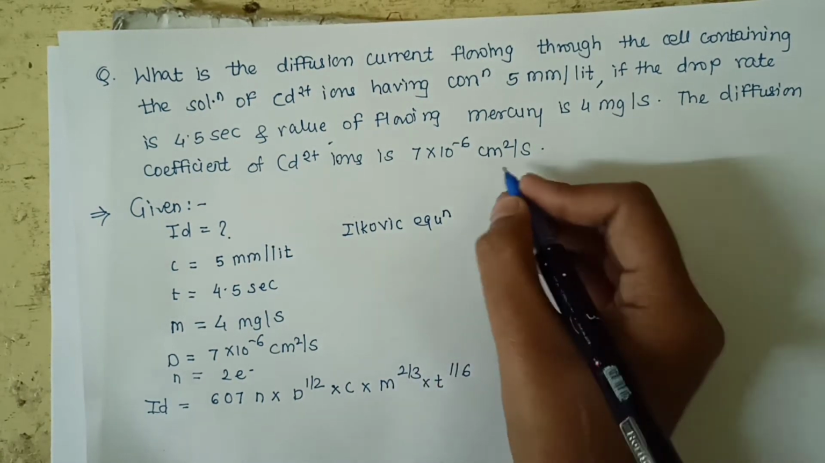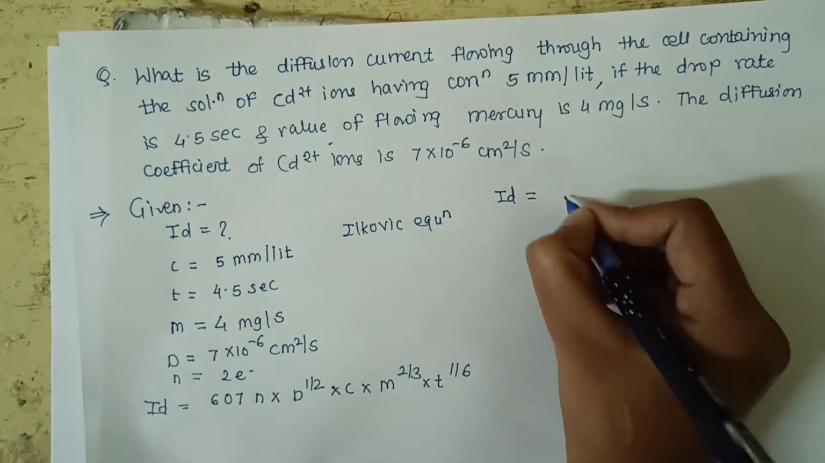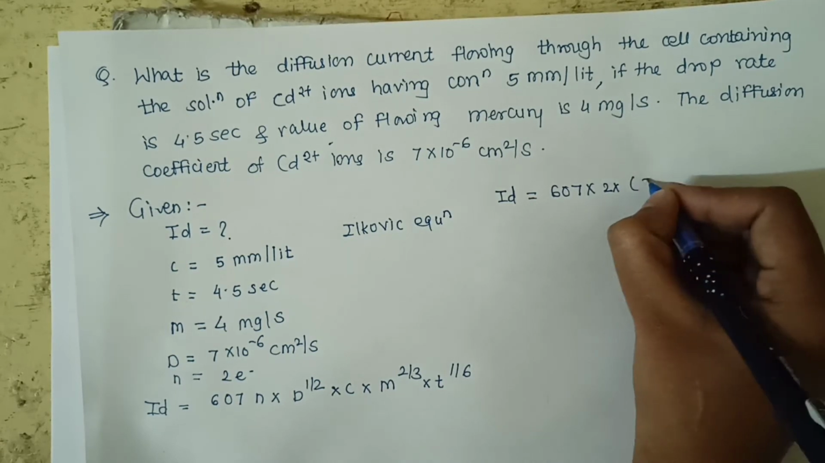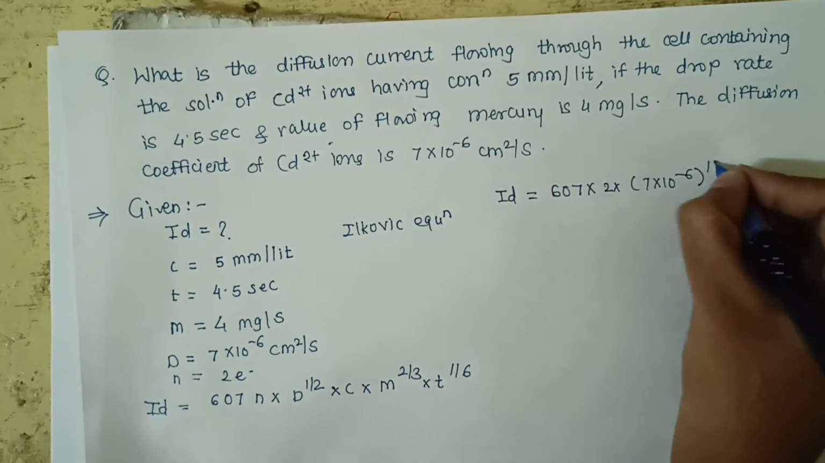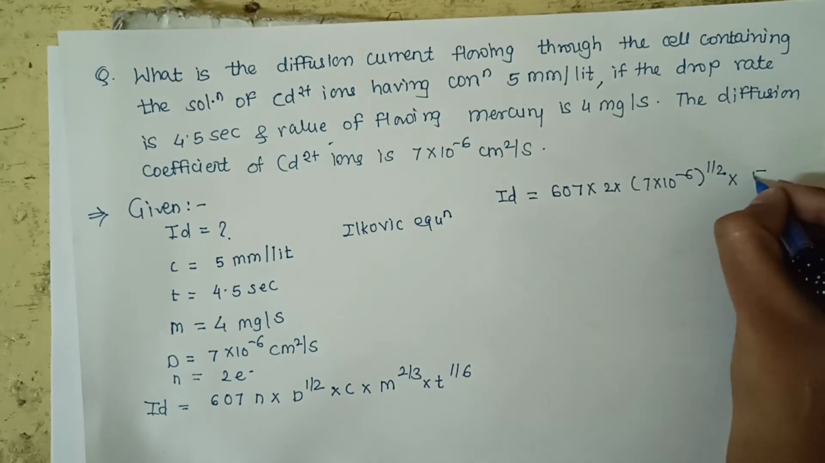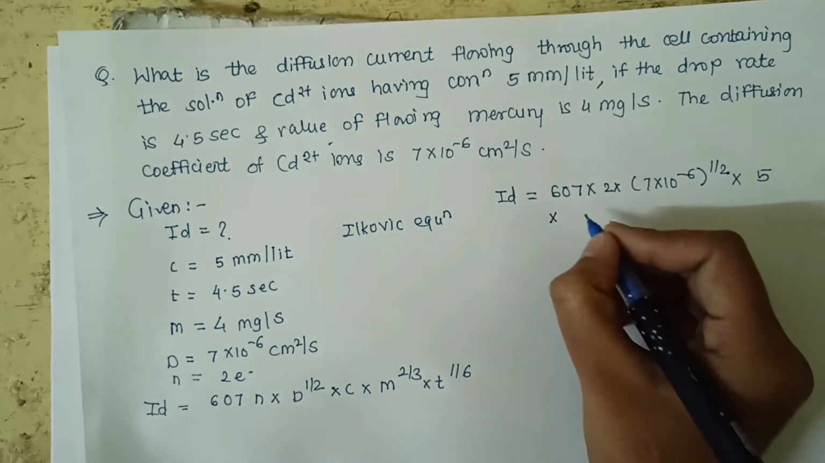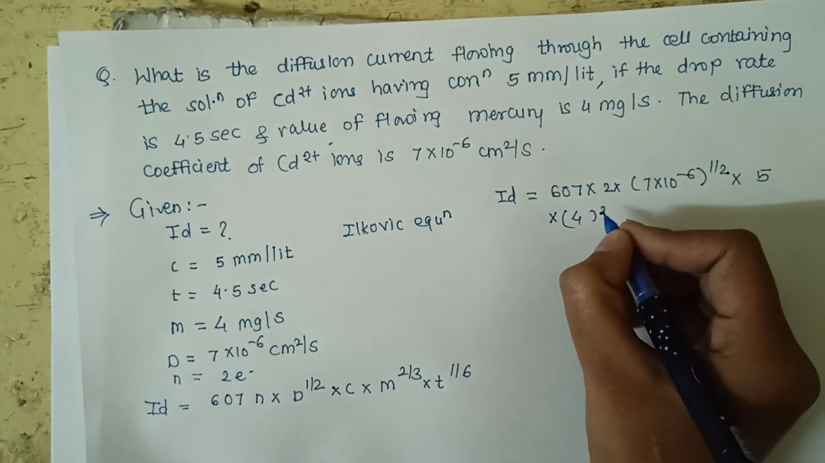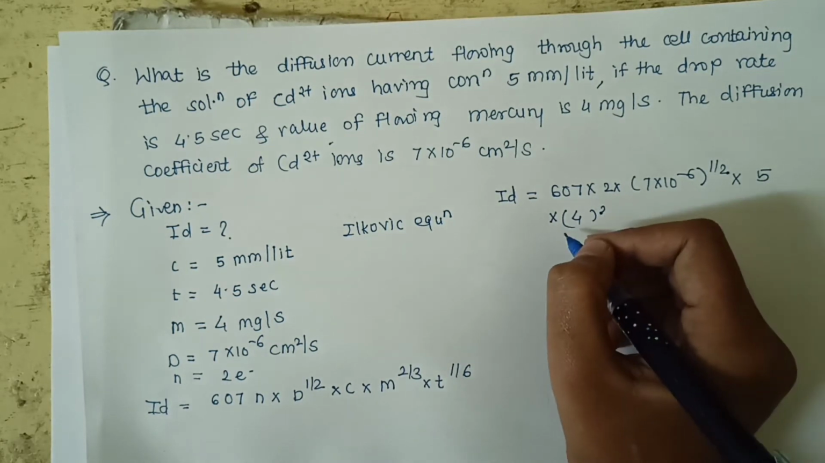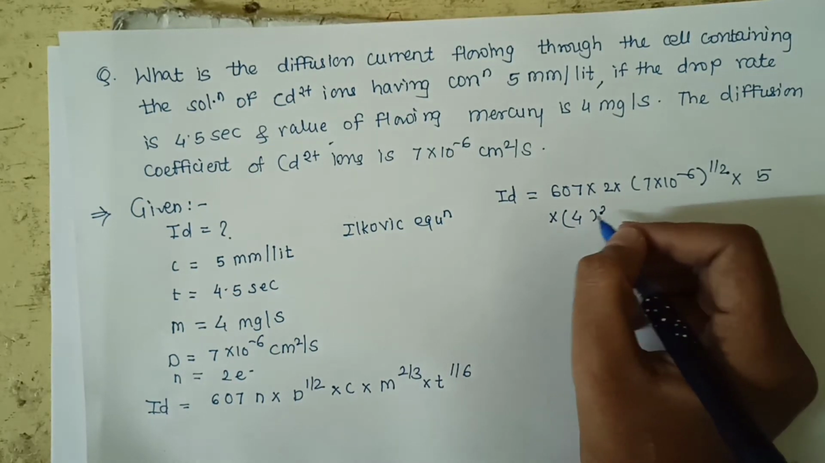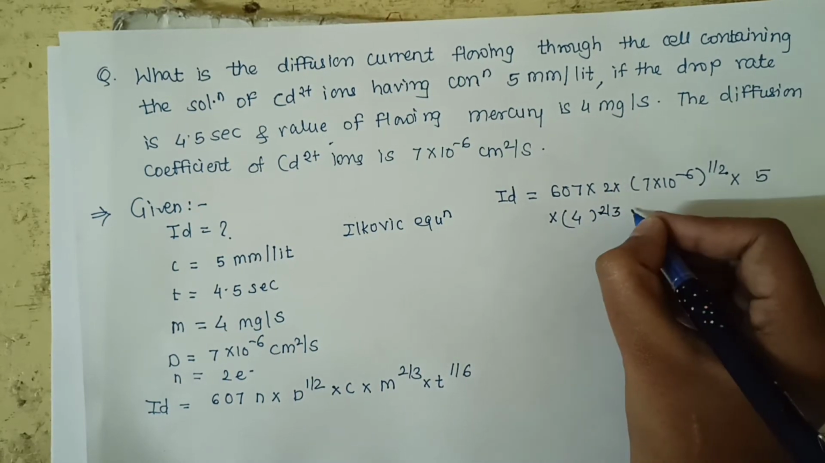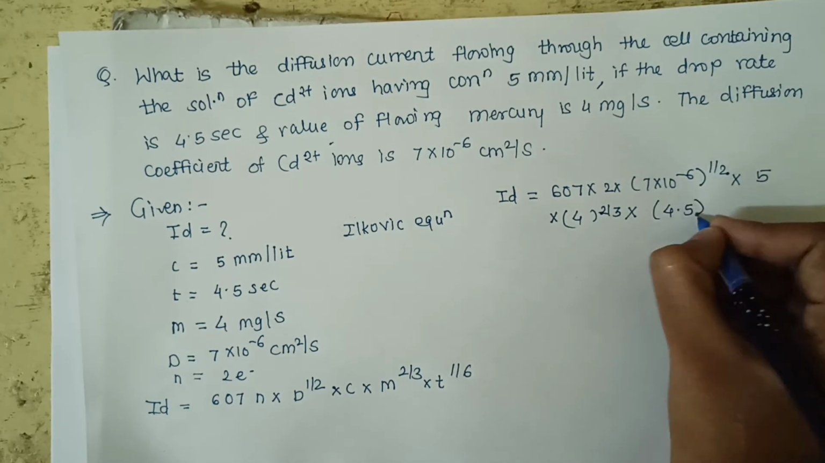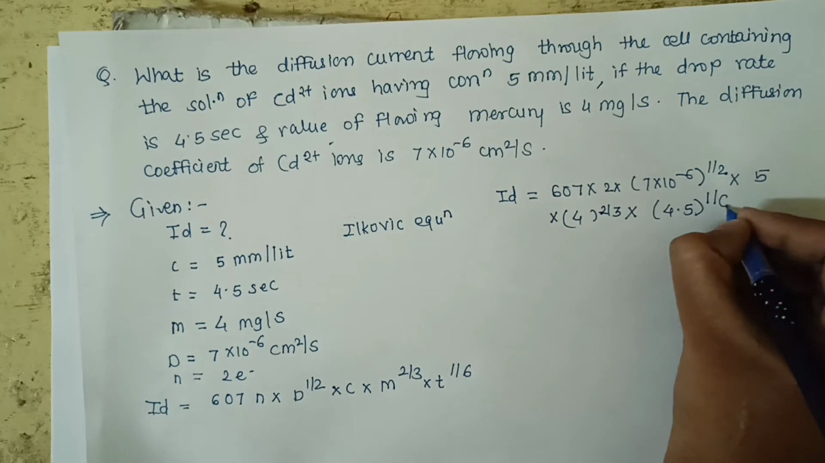So we'll put all the values. ID equal to 607 into 2 electrons, diffusion coefficient 7 into 10 raised to minus 6 raised to 1 by 2, concentration 5 millimoles per liter, into m value is 4 raised to 2 by 3, t equal to 4.5, that is drop rate, raised to 1 by 6.